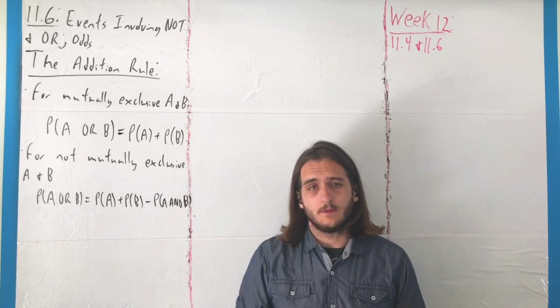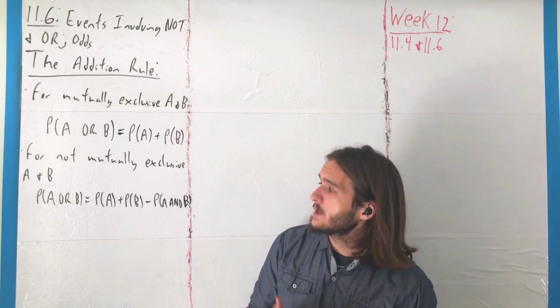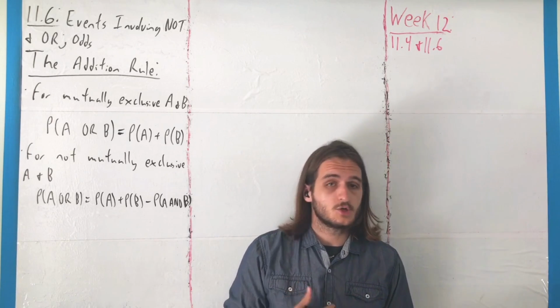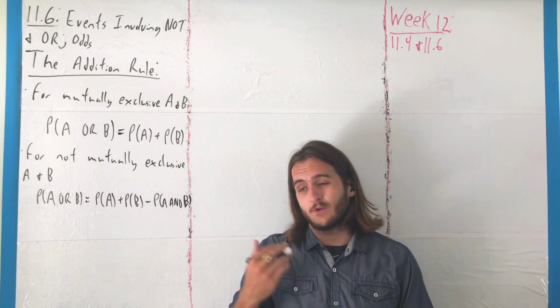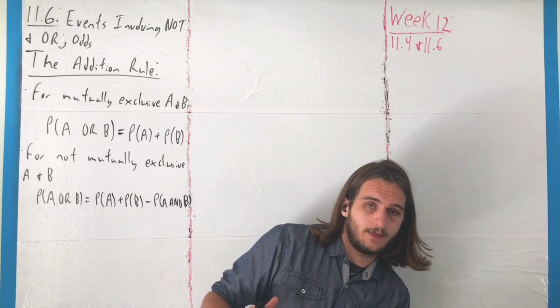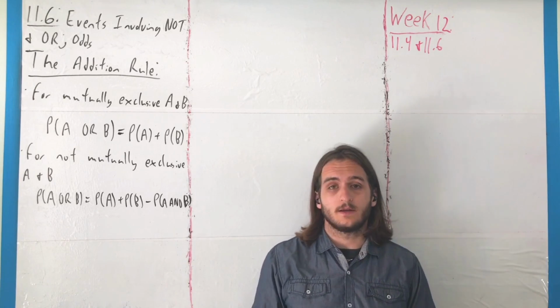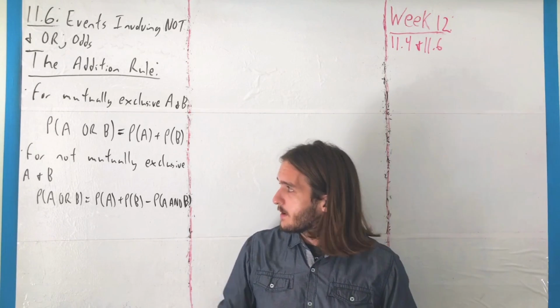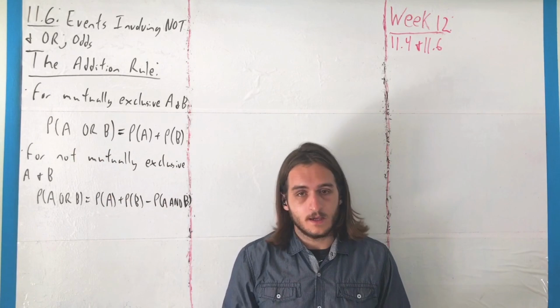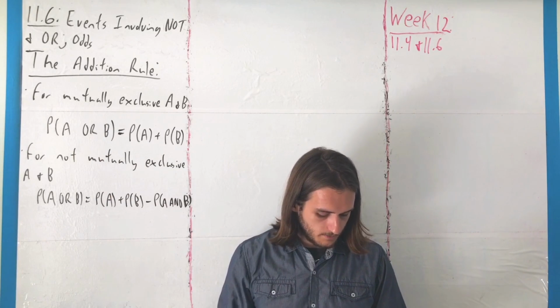Now that we have our idea of what it means to be mutually exclusive in mind, we can define the addition rule. The addition rule is for dealing with cases of either or. You get this or you get that. And if we have disjoint events A and B, then we say the probability of getting A or B is the probability of A plus the probability of B.